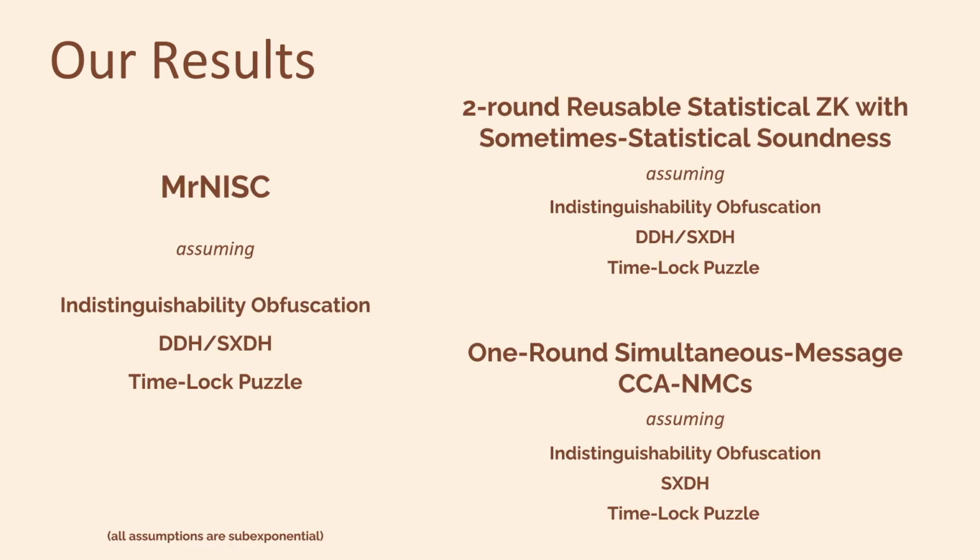Okay, so I'll just restate our main results. We achieved the first malicious secure MrNISC in the plain model. And in the course of doing this, we also achieved two other intermediate results, which we think are independently interesting. So that concludes my talk.